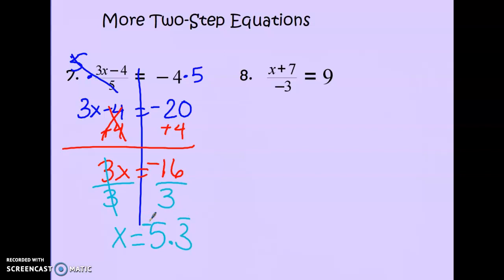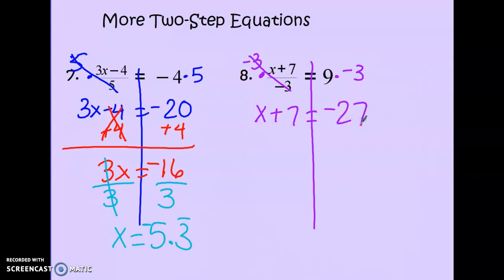Okay? And our last example, again, multiply by negative 3. x plus 7. 9 times negative 3 is negative 27. Subtract 7 from both sides. Okay, negative 27 plus negative 7, because I have to change it to adding the opposite, is 27 plus 7, which is 34, and it's negative 34.